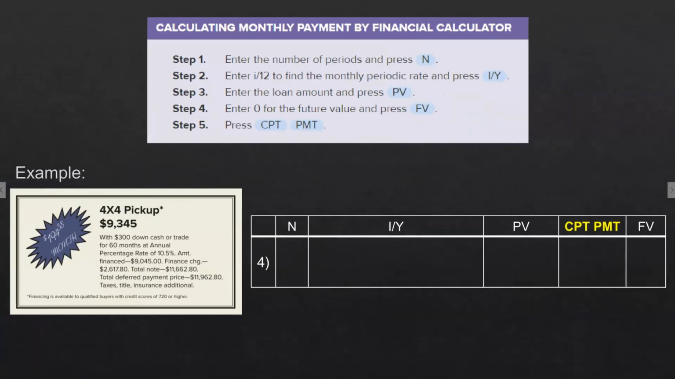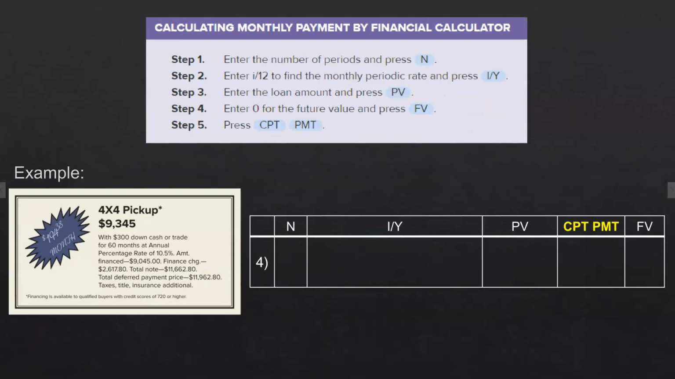Well, if you take 10.5 and divide it by 12, then you get 0.875. So do that: 10.5 divided by 12 equals, and then press your I/Y key.